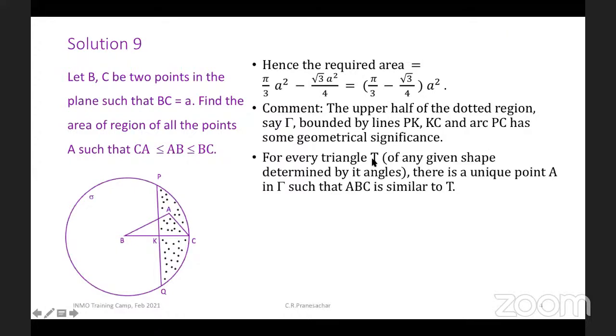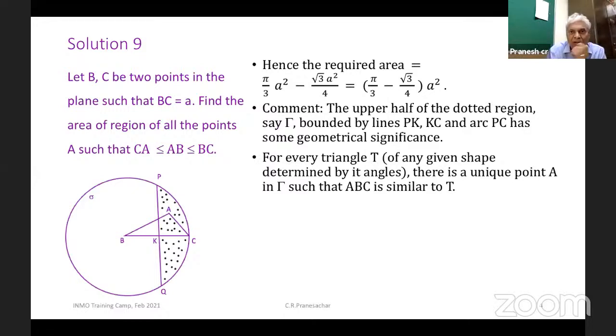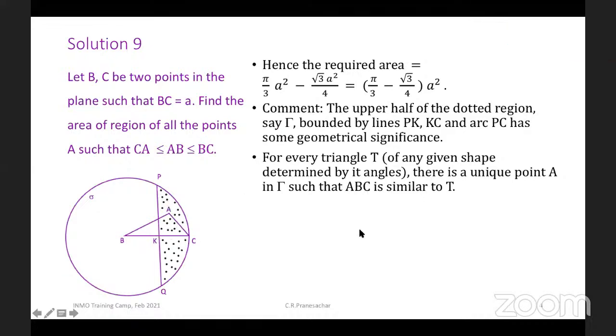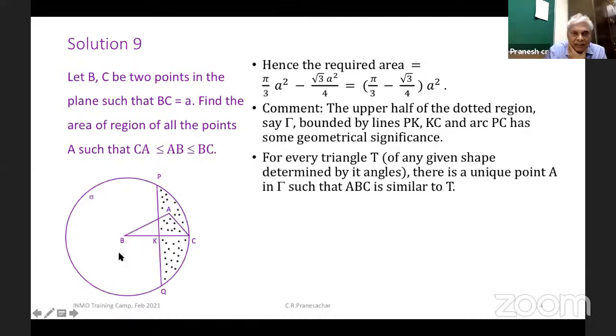Now what is that? If you take any triangle of any given shape, it is determined by its angles, then we can prove that there is a unique point A in gamma, that is in upper half of the dotted region, such that ABC is similar to T. So given any triangle T, there's a point here such that triangle ABC is similar to that triangle T. You can try to prove this.